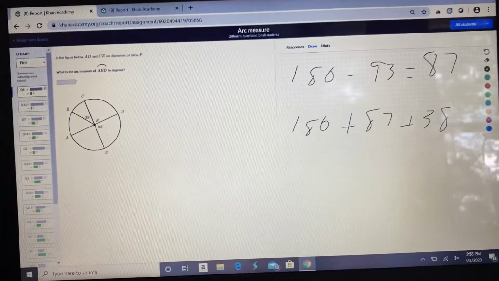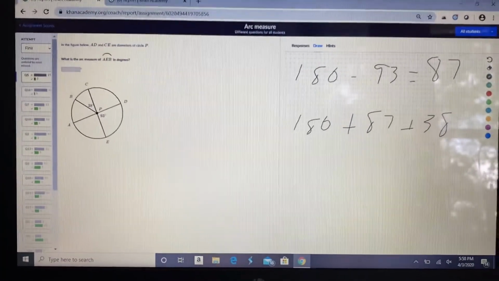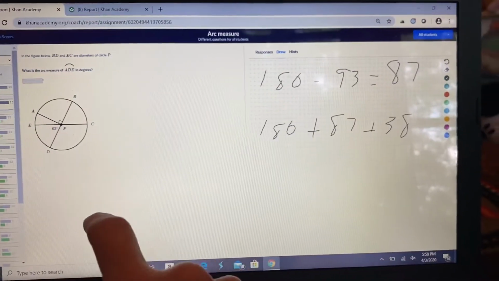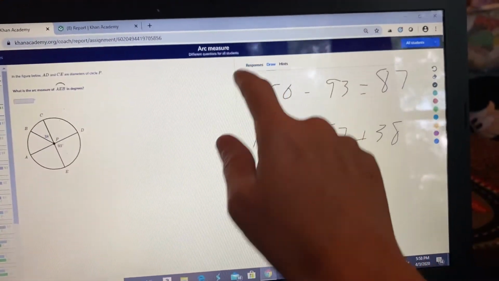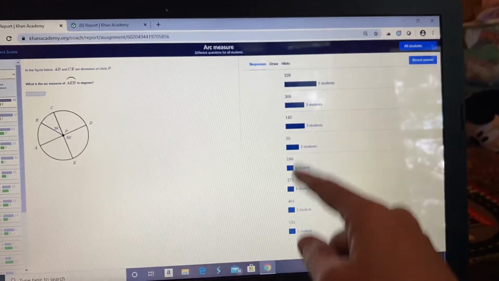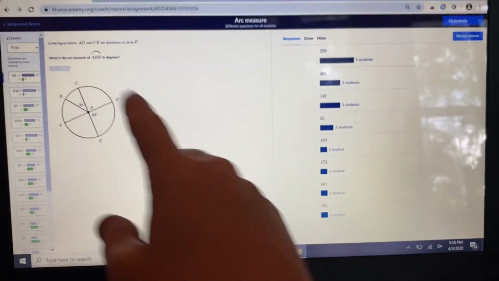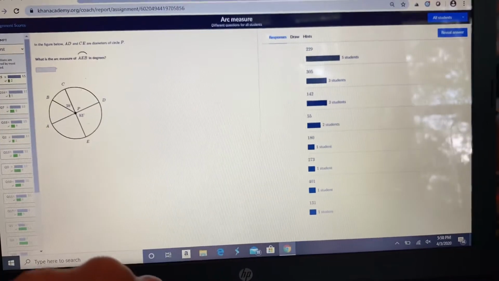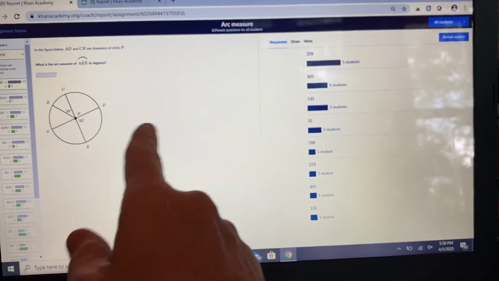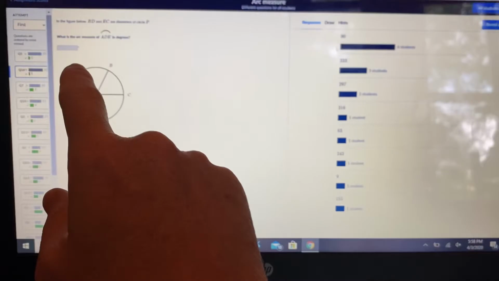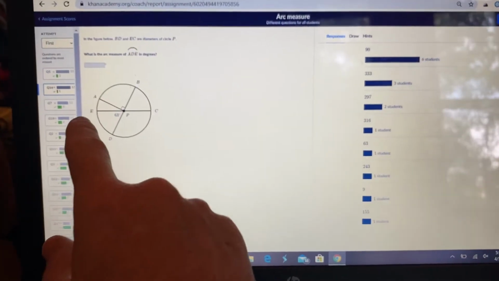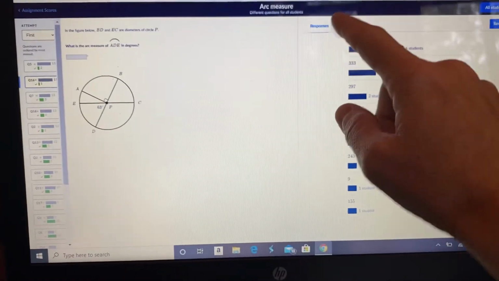So you kind of look at that, let that sink in, but there's how that would work out. As far as what responses were, yeah, I'm seeing a little bit of everything. Definitely won't be over 360 because the whole circle is 360. Definitely got to be larger than 180 because it's a major arc. So anytime you see 3 letters, we've got to get over 180. So here's our answers here.